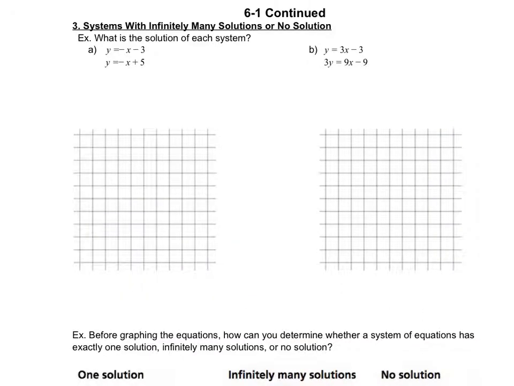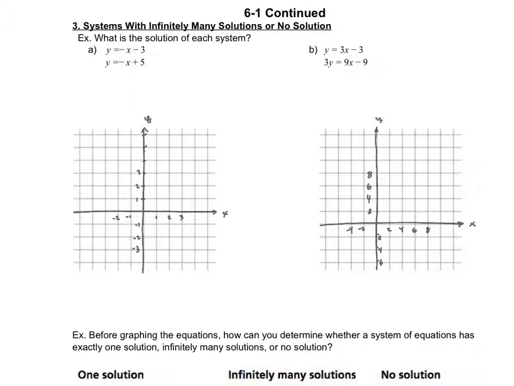So for graphing systems, we're going to talk about some special solutions here, and that is going to be infinitely many solutions or no solutions. So I'm just going to take a moment and put in my coordinate planes. Okay, so looking here at A, it says, what is the solution of each system?